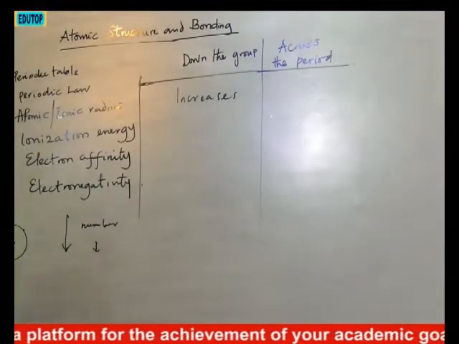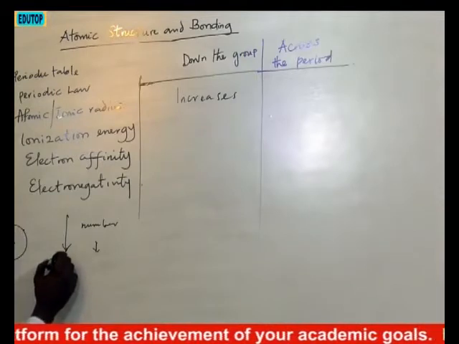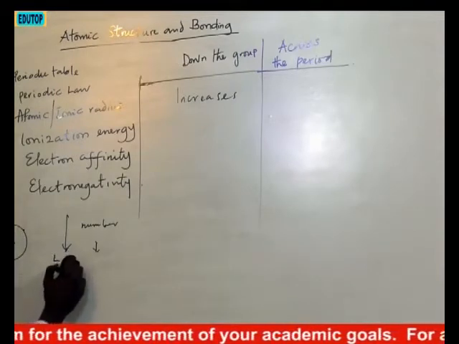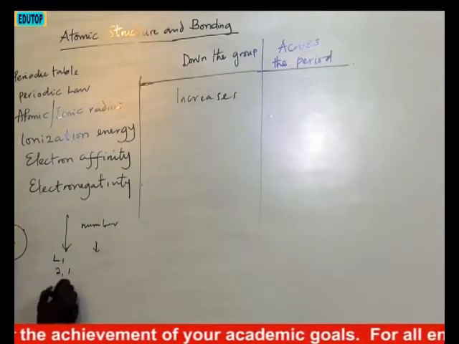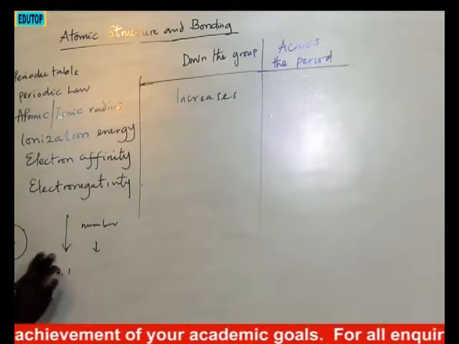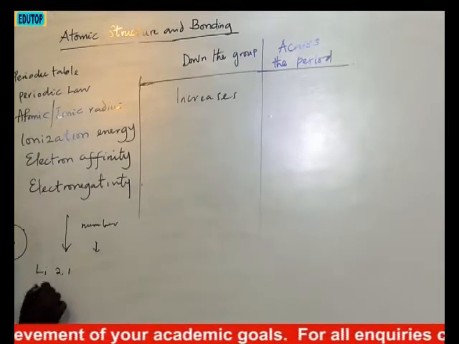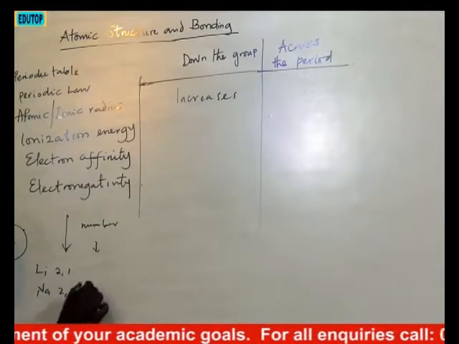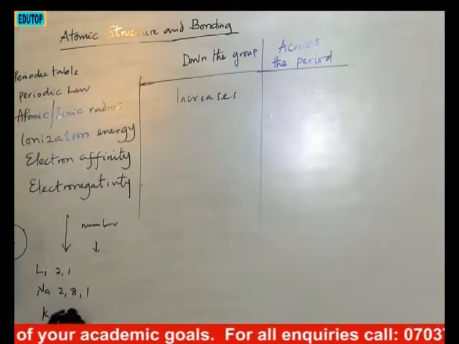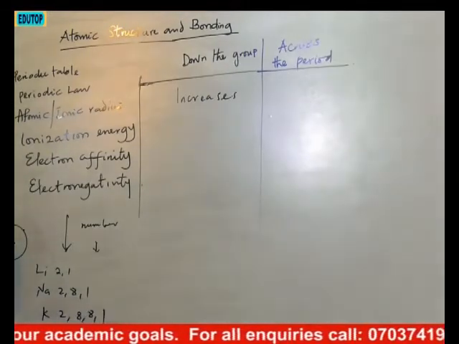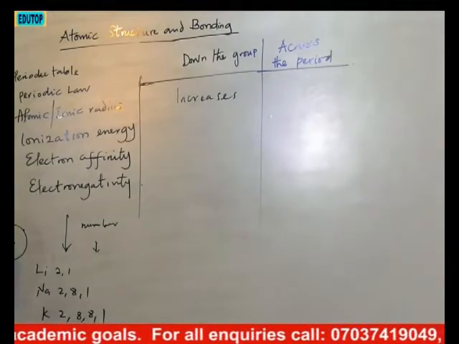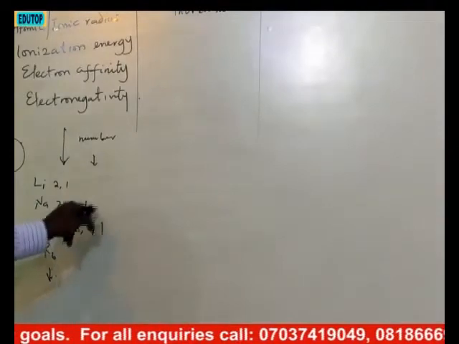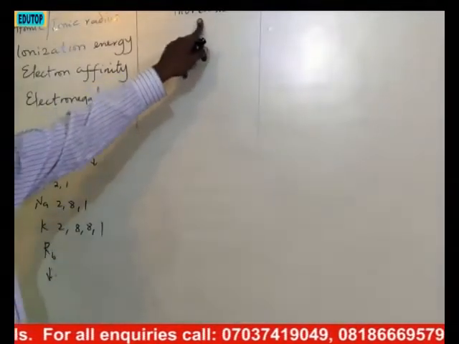Down the group, where you have, let's say, lithium, which is 2,1, sodium, 2,8,1, potassium, 2,8,8,1, rubidium. So as you are going down, the number of shells will definitely increase. That is why it increases down the group.